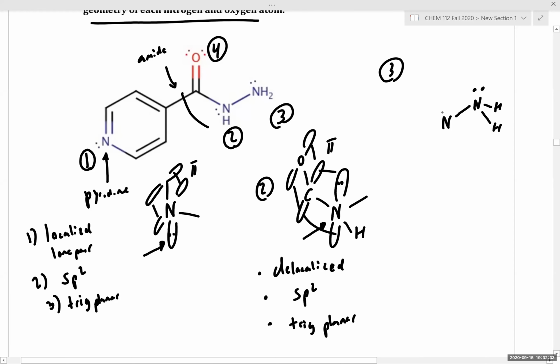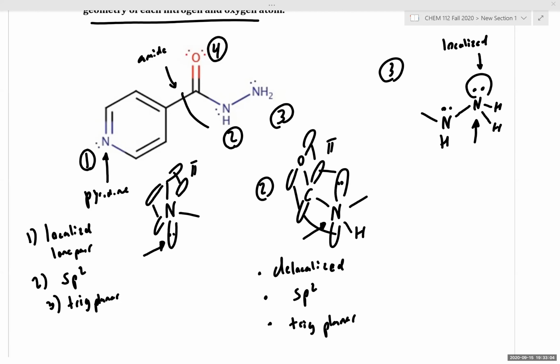First off, my question to you is, is this nitrogen lone pair adjacent to a pi system? Is there any adjacent pi bond? No. So is this lone pair localized or delocalized? Localized. Okay, and what is the hybridization of this nitrogen then? sp3, yep, exactly right. And so it has a trigonal pyramidal geometry. Perfect.